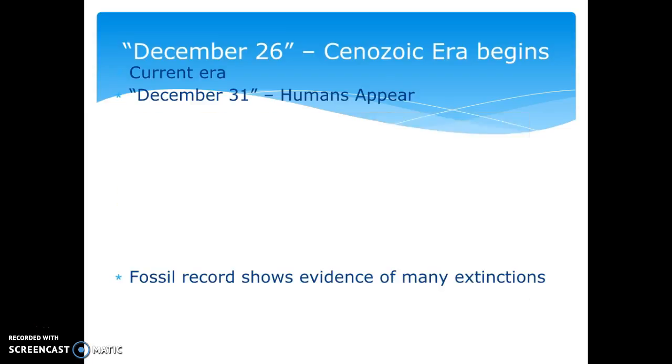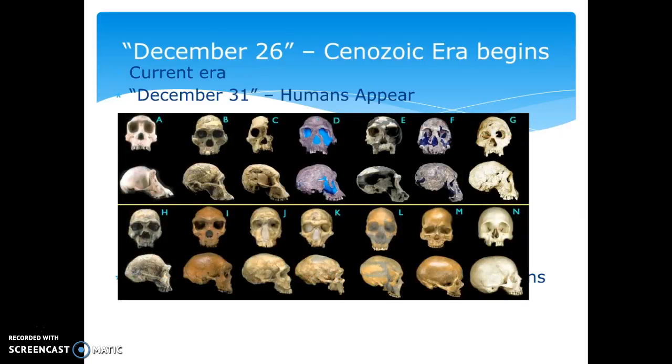The fossil record shows evidence of many extinctions. I think there's 4 or 5 that have happened through these different eras. And this shows how the human skull has evolved from those prehistoric humans back on December 31st to about now. So we would start here on A, and this is our current skull down here on N. So you can see a lot of the differences. You can see how it's changed, how it's adapted to the various eras that the humans lived in.